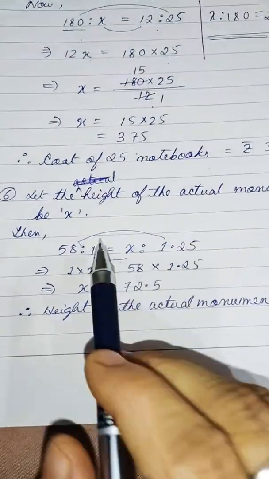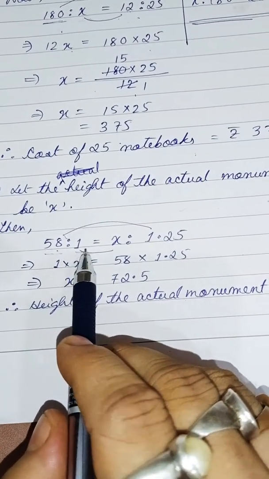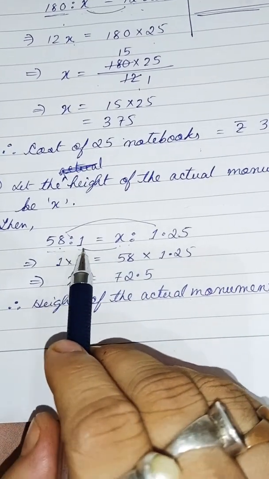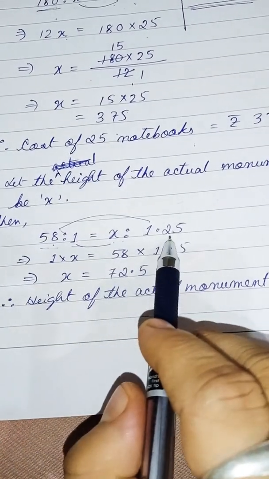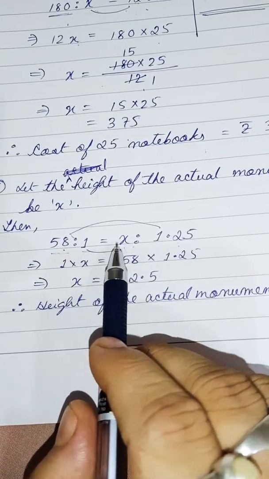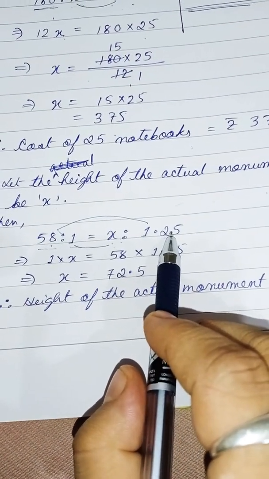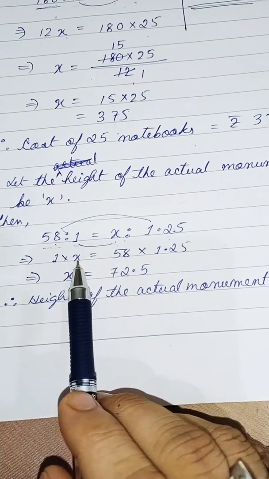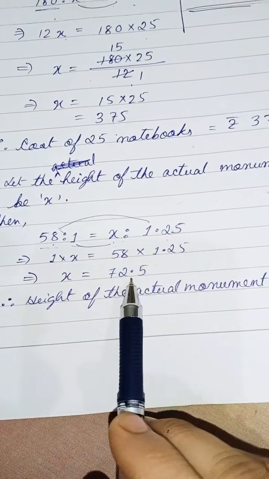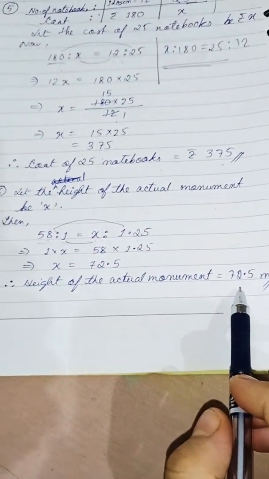Now the ratio is given of what? Actual to replica. So here also you have to write actual to replica. In the original height, when you write that term, you will also write actual is to replica. So 58 is to 1 is equal to, the actual height taken as x and the replica height already given as 1.25. Again, product of means and product of extremes. 1 into x is x, and if I multiply this, I get 72.5. So the height of the actual monument is 72.5 meter.